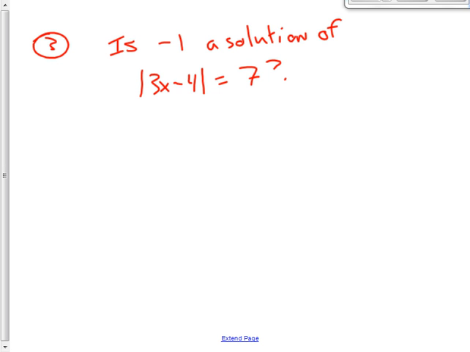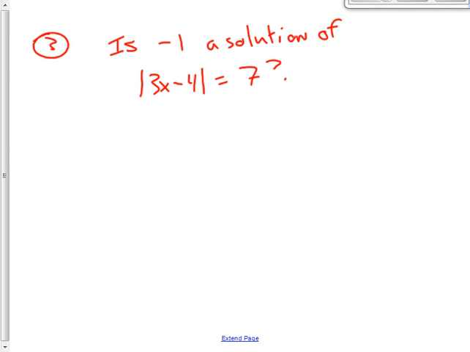Okay, we're gonna look at reviewing absolute value equations and inequalities here. Here's the question. We're looking for answers that go into this problem. That's ultimately what we're trying to do: get the x by itself and solve for the solutions that can work in this equation.